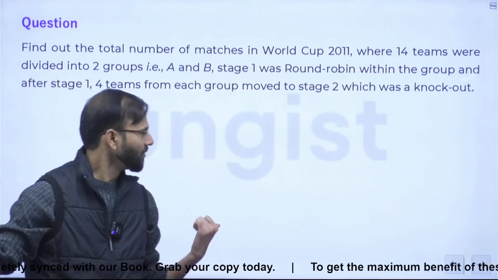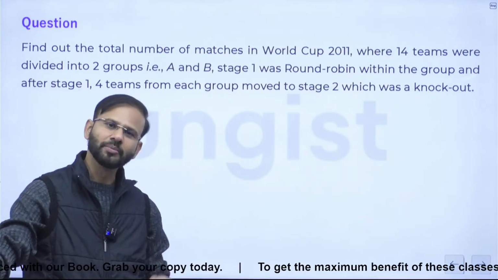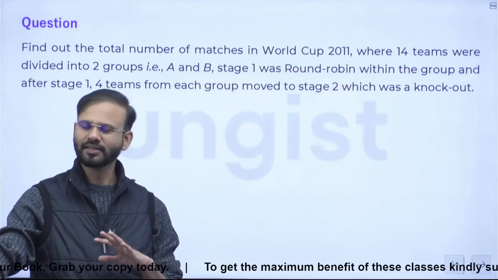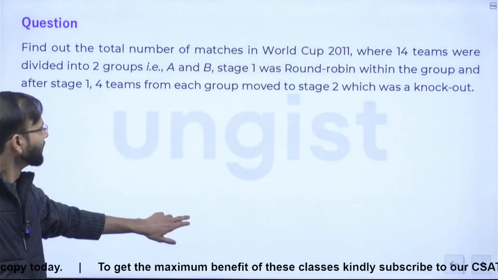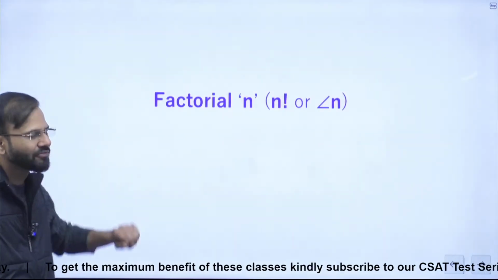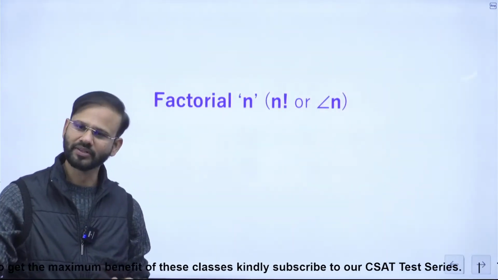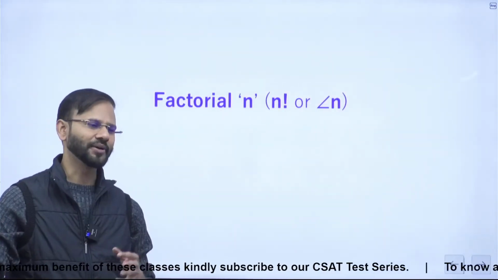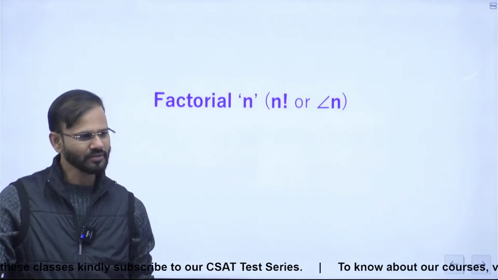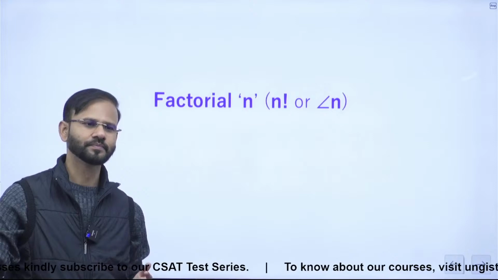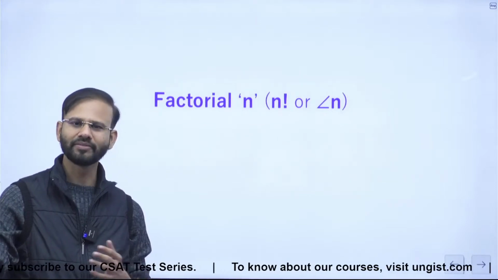So guys, yesterday we were discussing knockout, round robin and some basic accounting principle, right? And today we have to start with factorial n, right everyone? Factorial n or n factorial, fine. So guys, do you know what is n factorial? Anyone in the class?